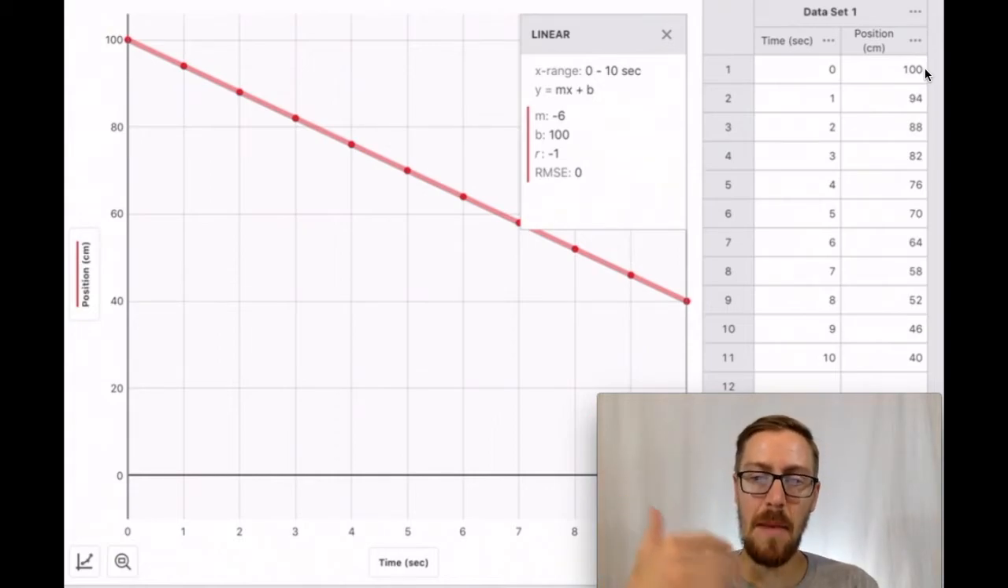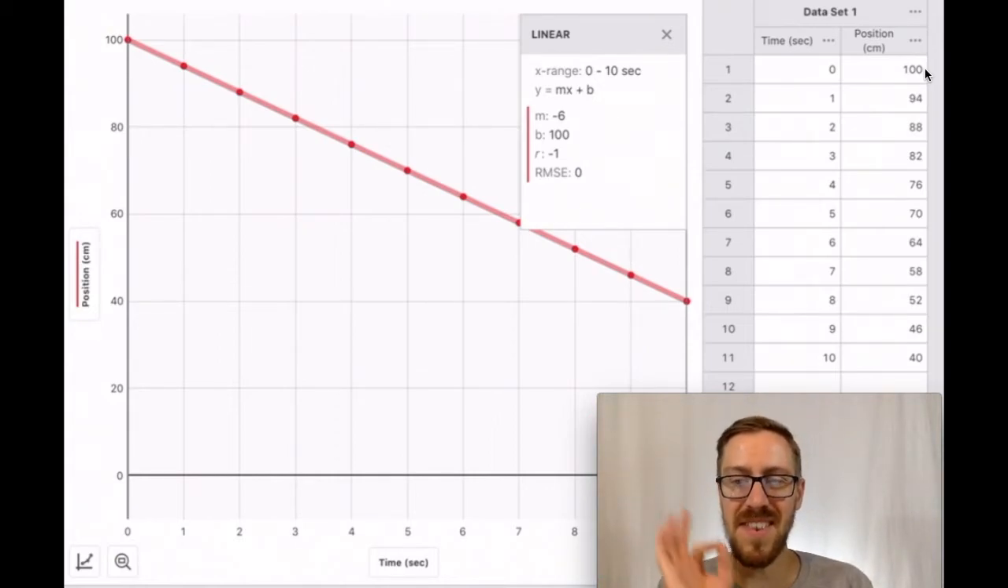And again, I made this data up, so I made it fit nice and pretty. So at 0 seconds, when we first started our stopwatch, we were exactly 1 meter, 100 centimeters, away from our car.